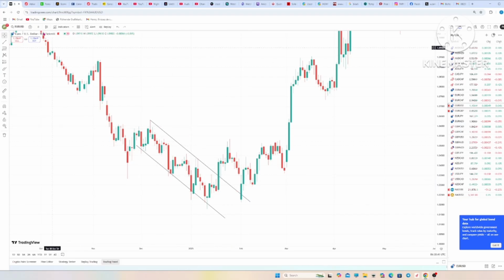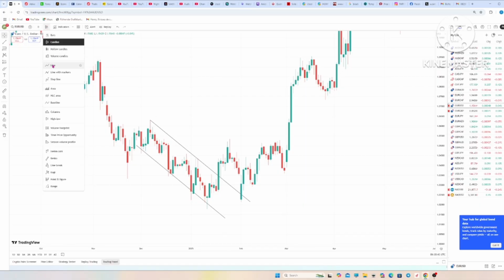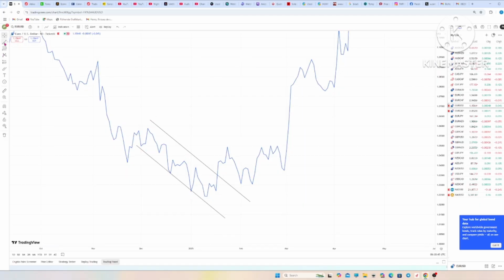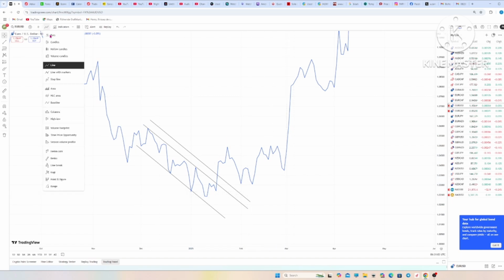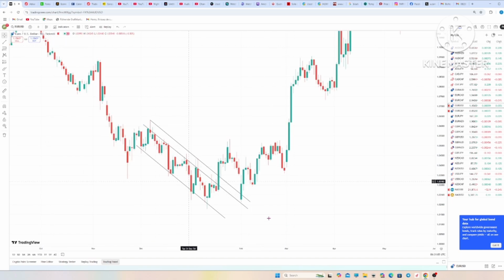You just simply switch back to your line chart and draw your inner trend line again, just to see if price had closed below the inner trend line, so that we know if the whole structure is still valid. Then we switch back. You see, price is still between the inner and the outer trend line, so it's still valid.